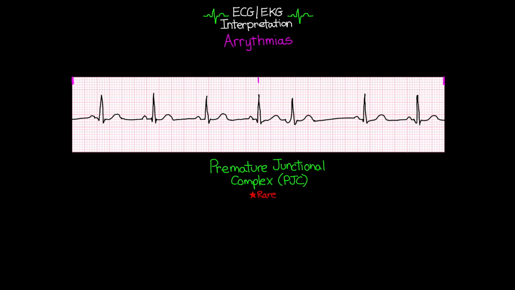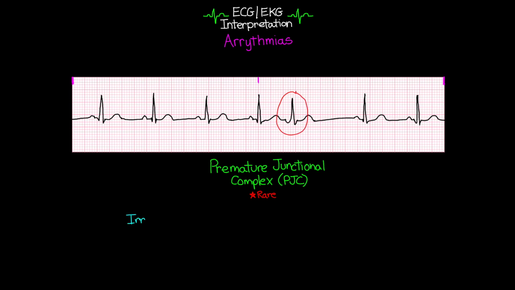So it's not something that you're going to see very often, as opposed to an actual junctional rhythm, which is something that we're going to talk about a little bit later in this lesson. But a PJC is not something that you're going to typically see very often, so we'll just blow through this one pretty quick.